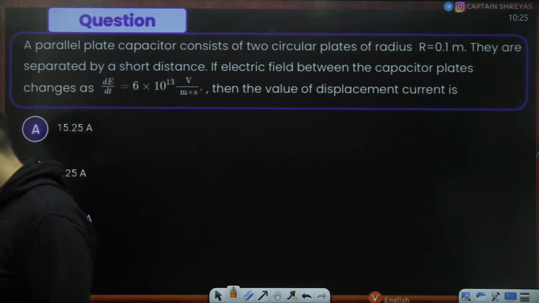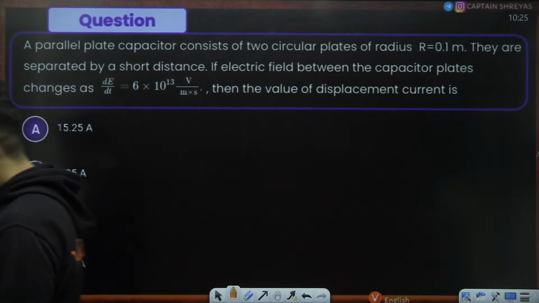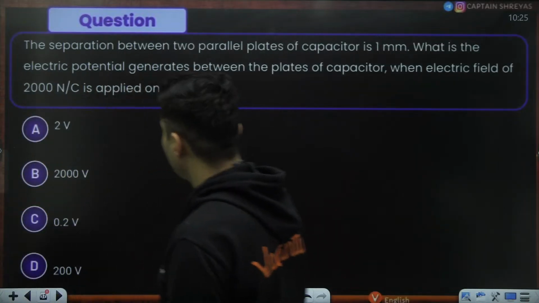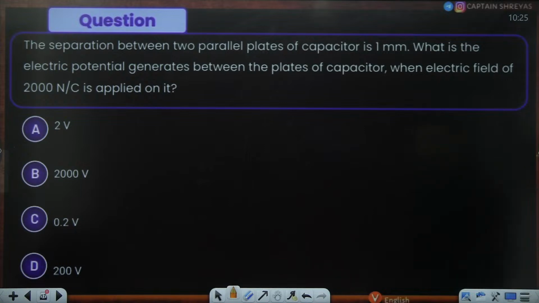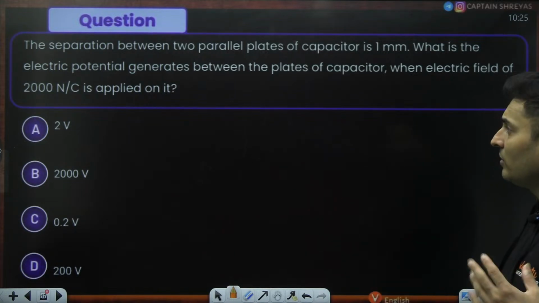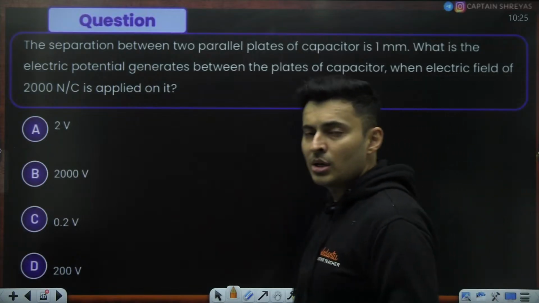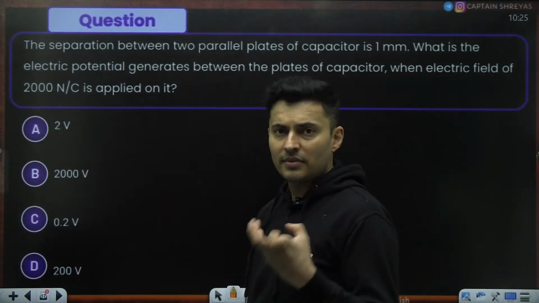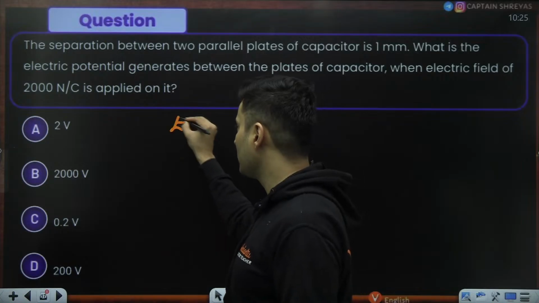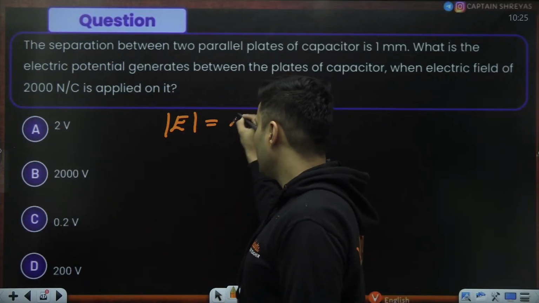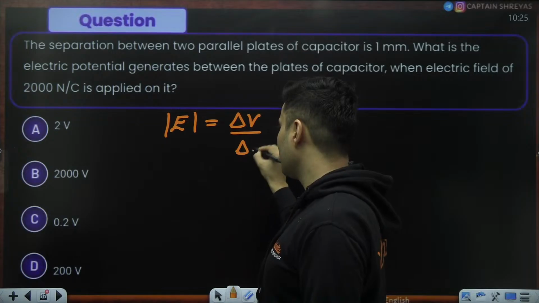Okay, very nice. Awesome, my dear students. Very good. Let's move to the next question. The separation between 2 plates of a capacitor is given. What is the electric potential which generates a field of this much between them? See, electric field, voltage difference and distance have a simple relationship. Electric field magnitude is the voltage difference divided by the separation.